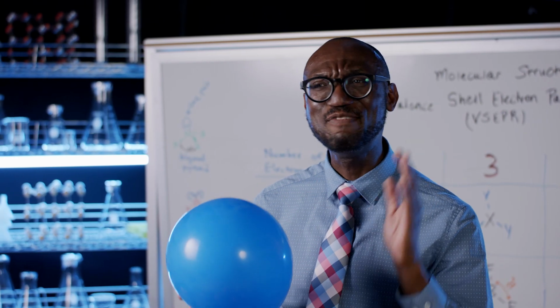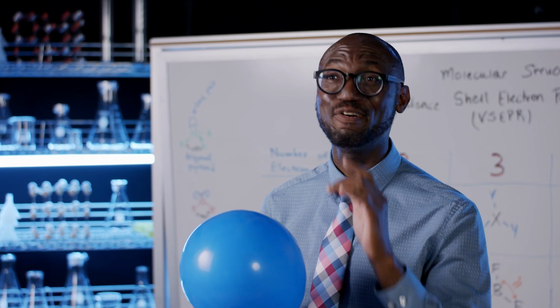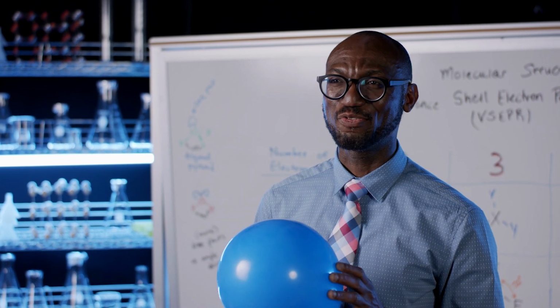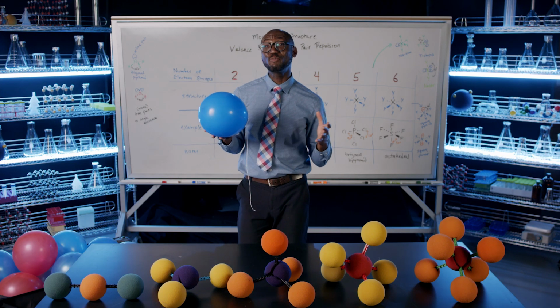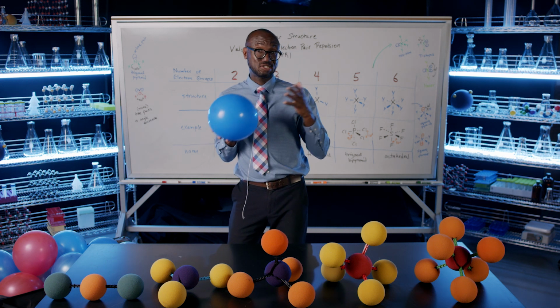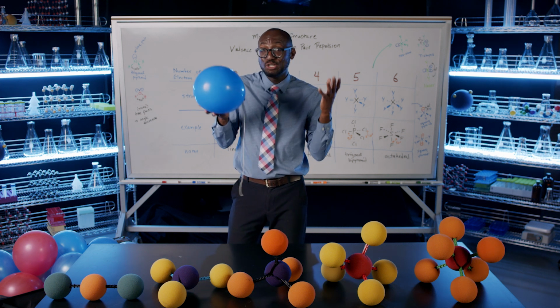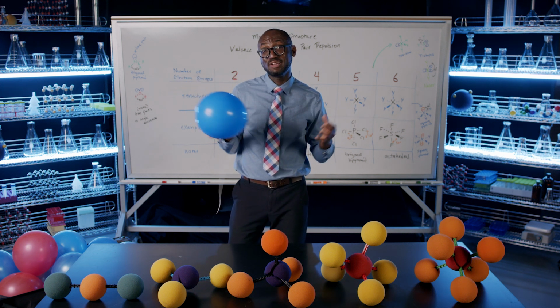We have the valence shell electron pair repulsion, or VSEPR theory, right at our fingertips. Each balloon will represent a group of electrons. This could be a pair of electrons in a single bond, two pairs of electrons in a double bond, three pairs in a triple bond, or a lone unbonded pair.